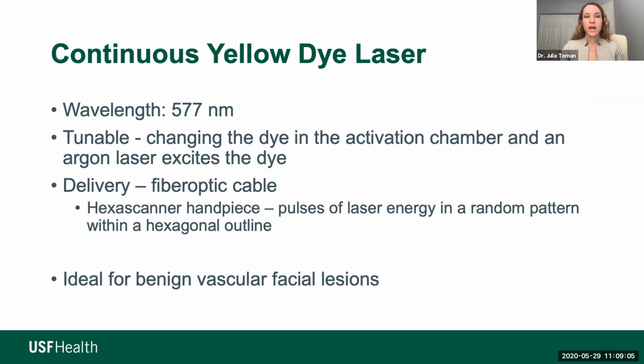The continuous yellow dye laser comes in at a wavelength of 577 nanometers, and it's tunable by changing the dye in the activation chamber, and it uses an argon laser to excite the dye. It is also well absorbed by hemoglobin and uses a delivery system of a fiber optic cable. It also utilizes a hexascanner handpiece, which can pulse the laser energy in a random pattern with a hexagonal outline. And they are really ideal and become the laser of choice for benign vascular facial lesions.